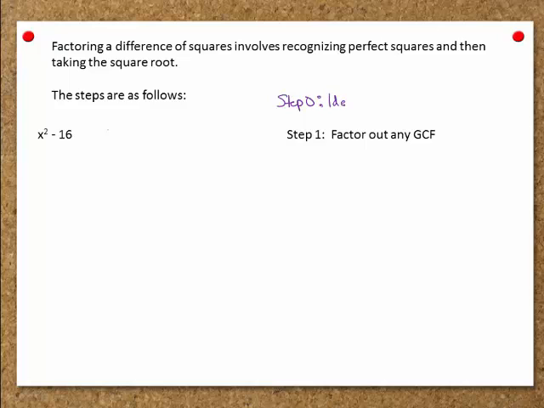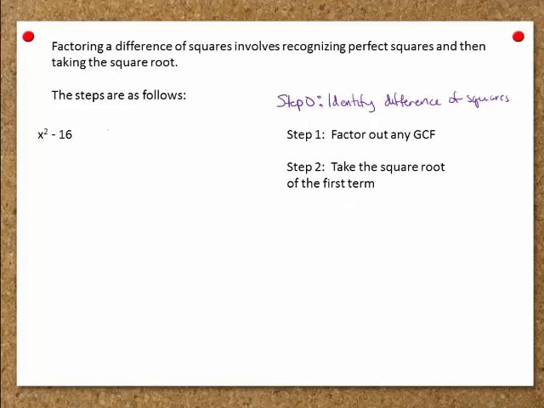So we can identify a difference of squares. We'll factor out a GCF if there is one. In this case, there's not.